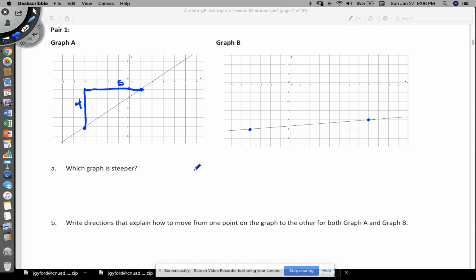Which one is steeper? Now this one's a little bit easier to see. Right away, we can all say that graph A is going to be steeper. Now we're going to write our directions. So I'm going to move this up.